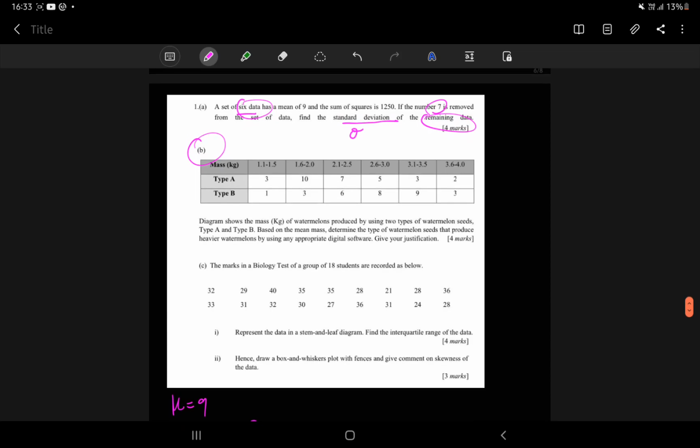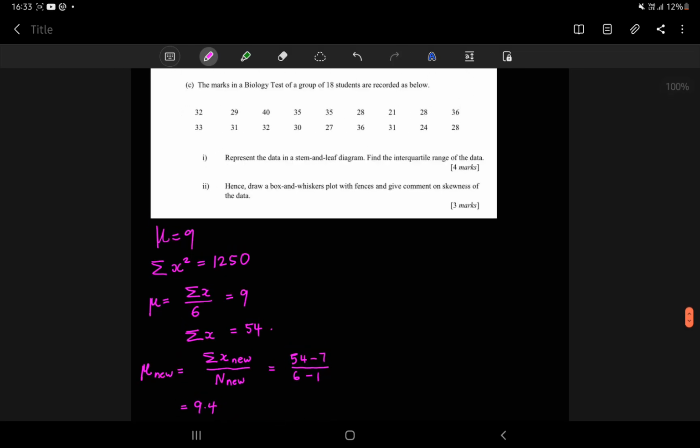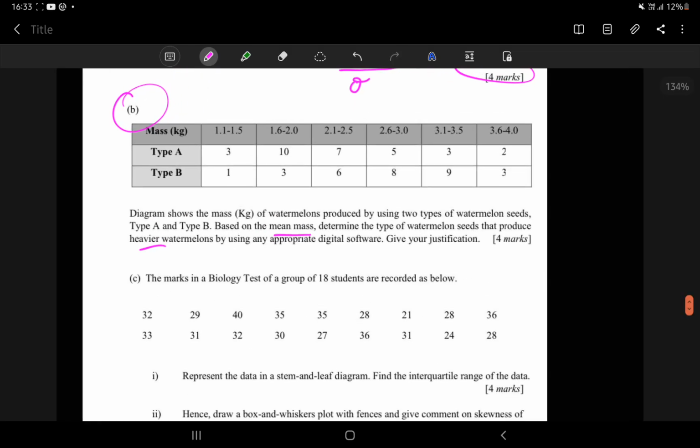So this diagram shows the mass of watermelons produced by using two types of watermelon seed, type A and B, based on the mean mass. So we are dealing with mean again. Determine the type of watermelon seeds that produce heavier watermelons, using appropriate digital software. You can use any software, for example Excel, but for the purpose of this video I will use manual calculation. Actually, this is simple.